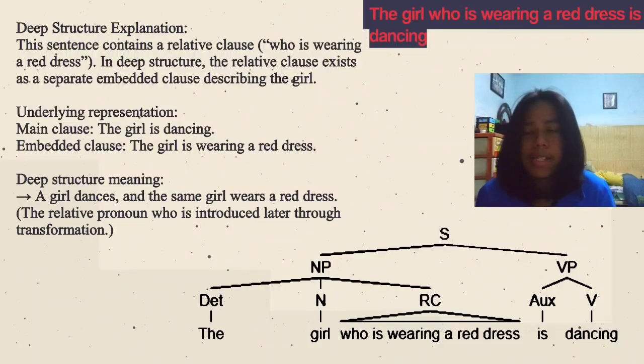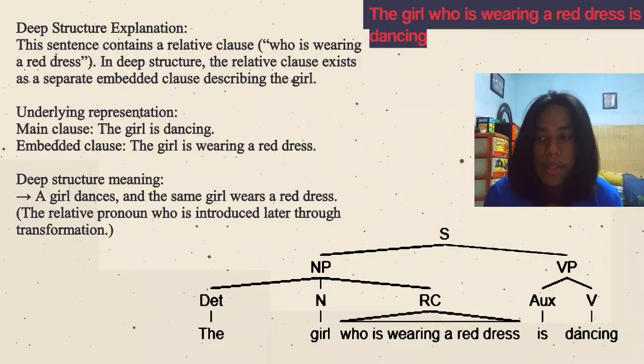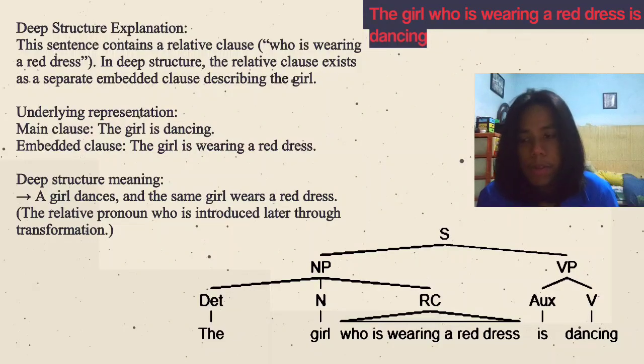Okay, so the next sentence is the girl who is wearing a red dress is dancing. The structure of the tree is like this. We have the noun phrase the girl, which consists of the determiner the and the noun girl.